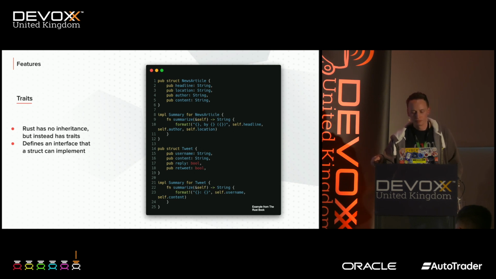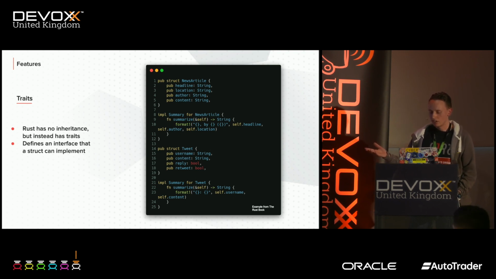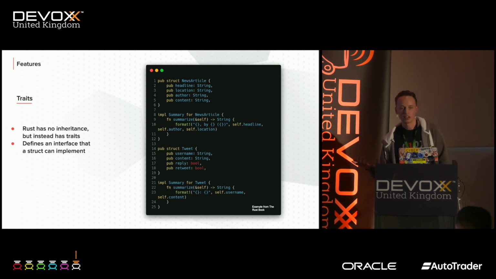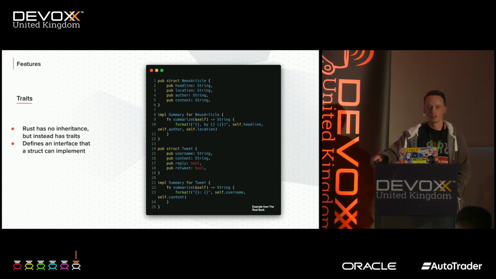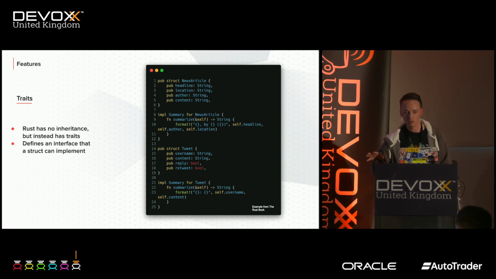In this example, we are creating a summary trait, and then we can implement the summary trait for both a news article and a tweet, and then treat them the same and just know that what I'm passing into this function is a thing that can be summarized, and we don't care whether it's a news article or a tweet. That's generally how we handle that problem. Outside of this, we don't have any of the typical object-oriented features you might expect. We don't have inheritance. We don't have polymorphism. What you have instead is traits.